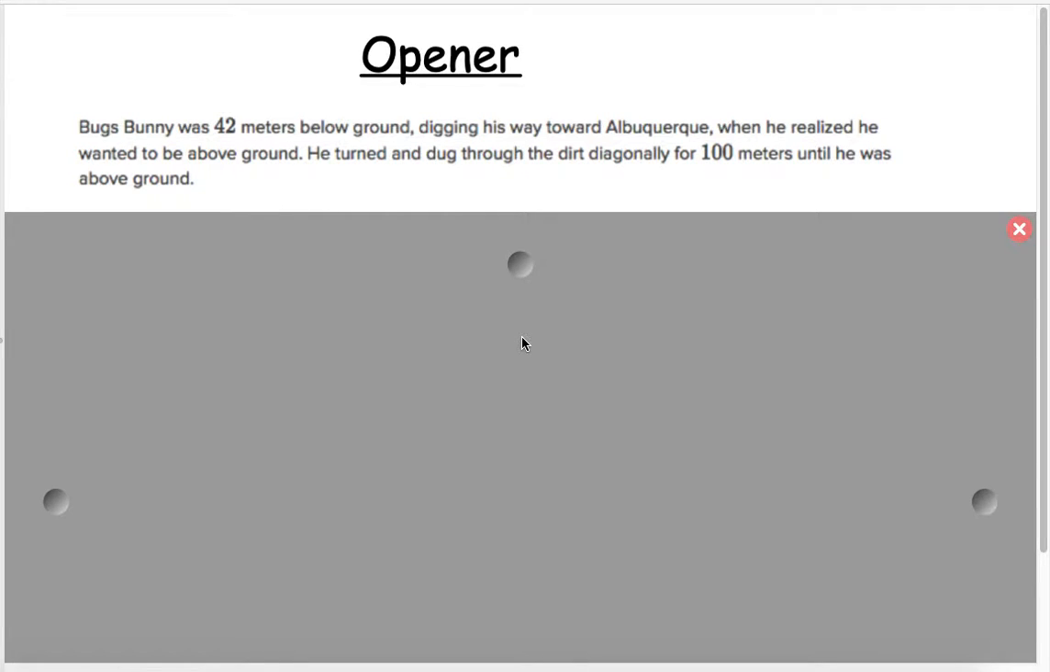For today's opener, we need to look at Bugs Bunny. He's 42 meters below ground, digging his way towards Albuquerque, and he realized he wanted to be above ground. He wanted the sunshine or some air, I don't know what. So he turned and went on a diagonal for 100 meters until he was above ground. Well, that's interesting, but what does that have to do with trigonometry?